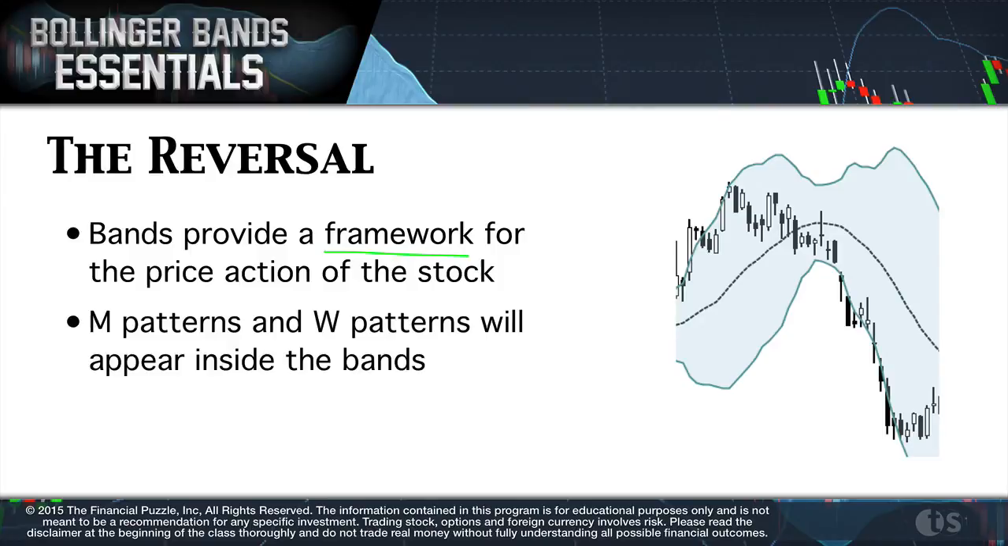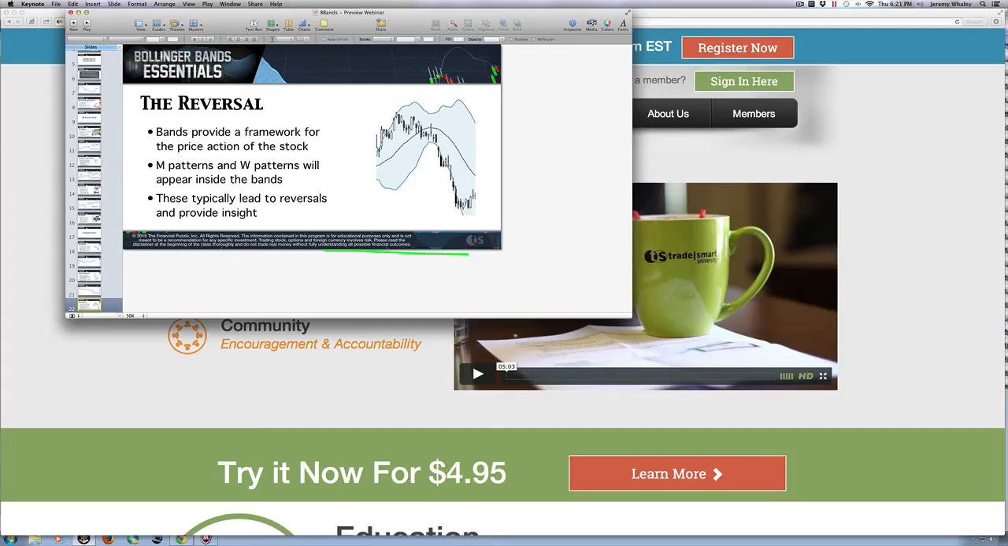Another thing you're going to learn is that there are little M patterns and W patterns that you may already be familiar with, but they're a little more difficult to recognize maybe out there on their own, but inside the bands, they become very obvious. And so with the reversals, what you start to see is this framework of where the stock is pulling away from that upper band, representing some selling pressure, and then you start to see the W's or the M patterns setting up, and it typically, more often than not, will lead to a reversal.